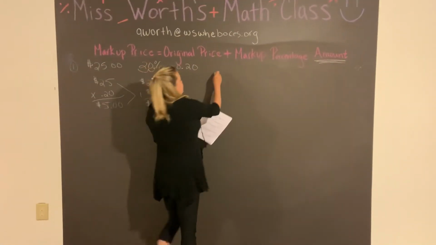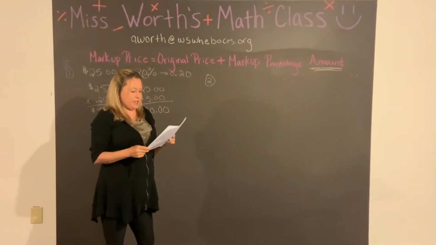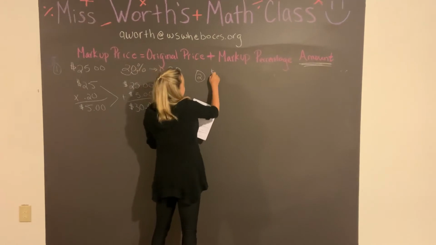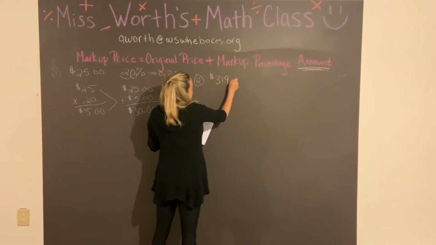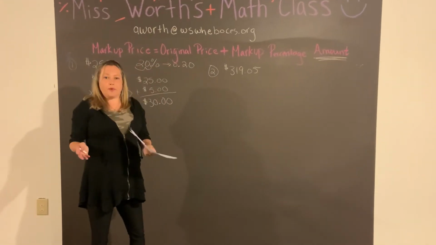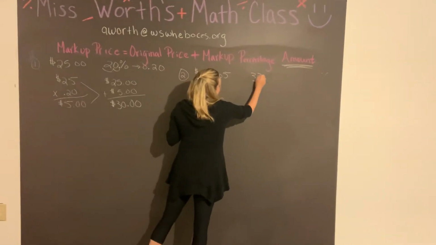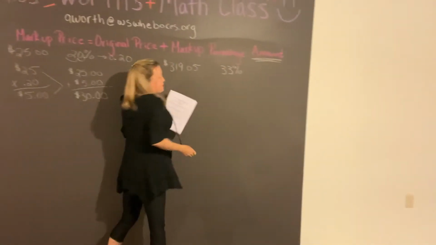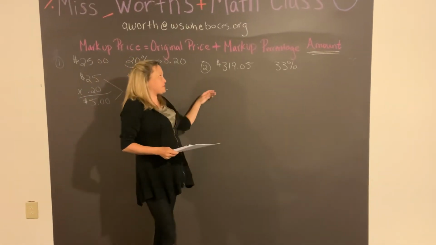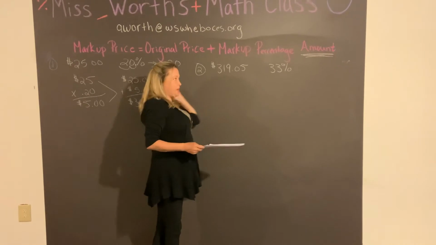Number 2. Here we go with Sears again. They purchased a Weber grill for $319.05. They also mark up all their products. They need to make some money, and they mark it up 33% before they put it out on the floor to be sold to customers. So what Sears wants to know is, how much am I actually going to charge the customer? Just like we figured out in number 1.